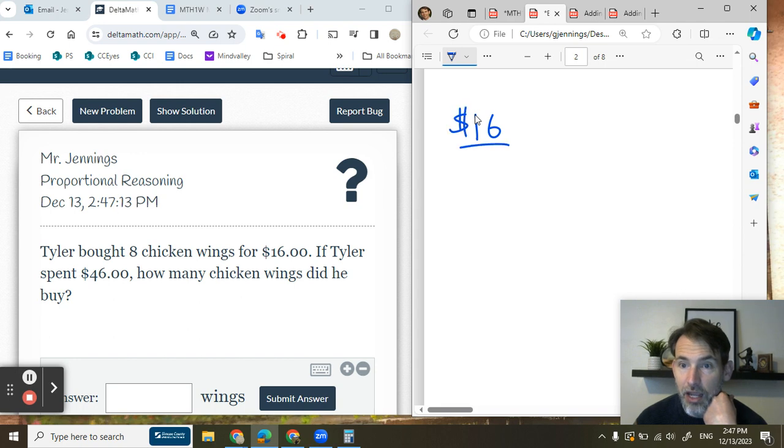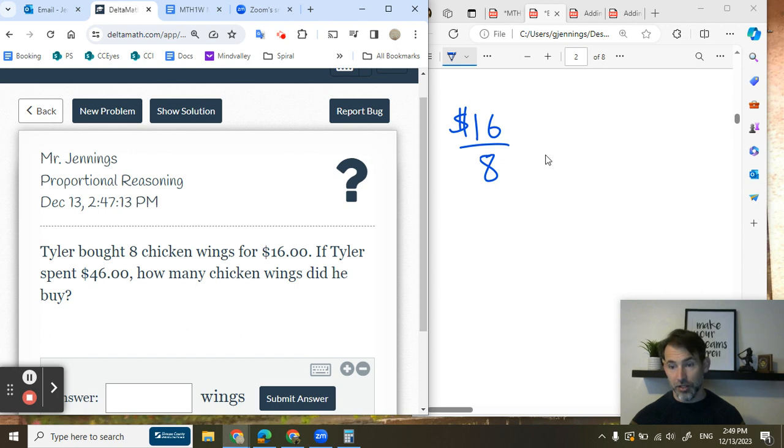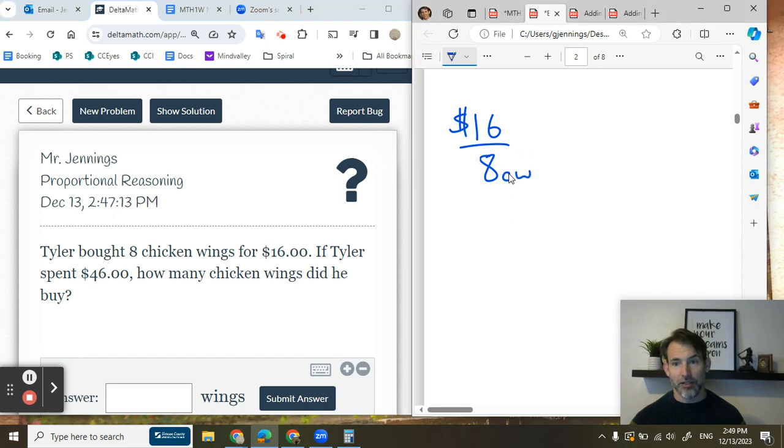$16 for 8 chicken wings. So this proportion is going to tell us how much each chicken wing costs. Okay, that's 16 bucks for 8 chicken wings. So that tells us that it's $2 per chicken wing. Okay, the chicken wings cost $2 each. And then I know that Tyler spent 46.